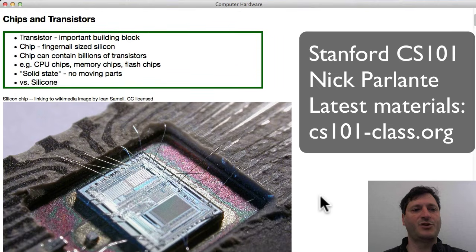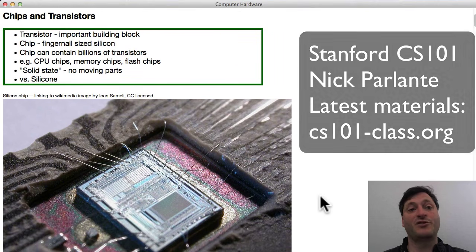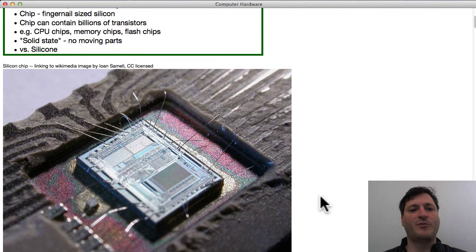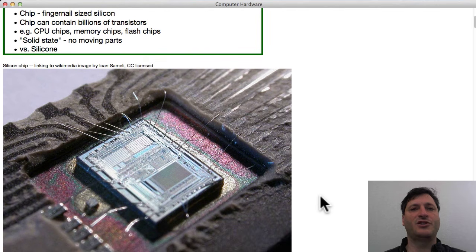So probably one of the most important inventions of the 20th century is the transistor. And this is a little electronic component that could be used to build all sorts of different things. The most common form of transistor today is built on what is called a chip. And here's a picture of a chip that I'm linking to from Wikimedia.